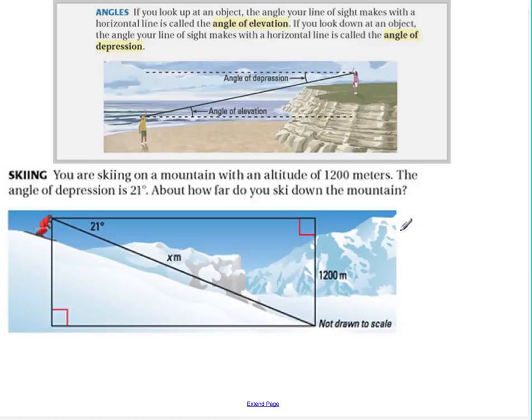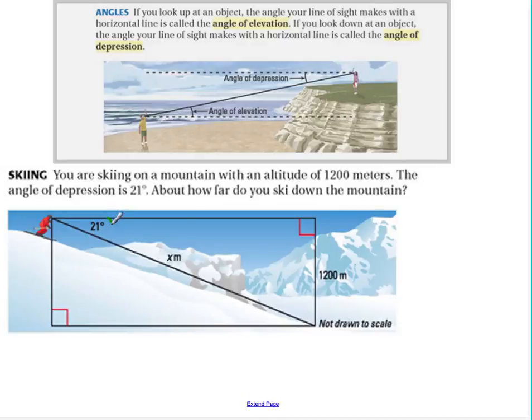There's one example problem that I'm going to show you dealing with skiing on a mountain. It says you are skiing on a mountain with an altitude of 1,200 meters. Wow, that's pretty high. The angle of depression is 21 degrees. About how far do you ski down the mountain? The idea is if they did not provide you with a picture, you would need to know that you are 1,200 feet in the air, and that when you look straight out, that's 0. And when you look down at a 21 degree angle, that's what you're looking at.